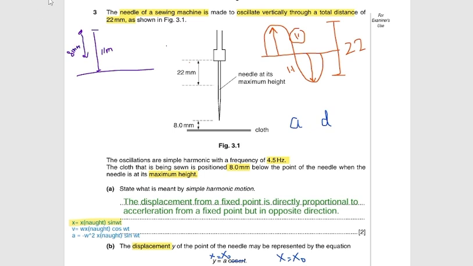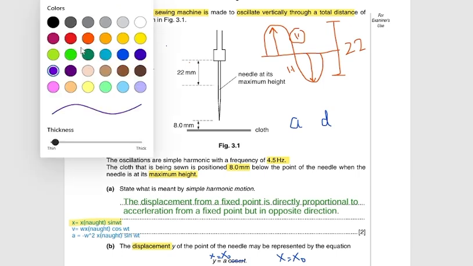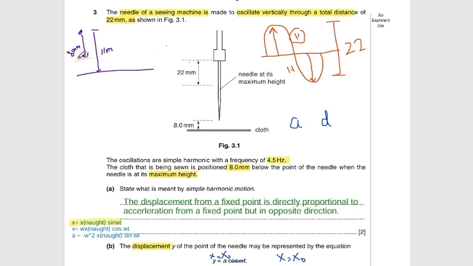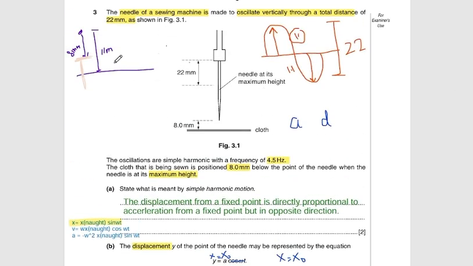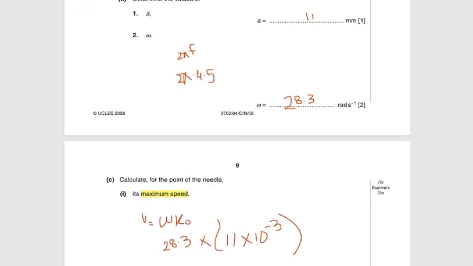And this is where my cloth is placed. What about this part? This is what we have to find, because they are saying through the cloth. So if this was the cloth, it has to move through the cloth. Only 3 millimeter is left, so our displacement is 3 millimeter.